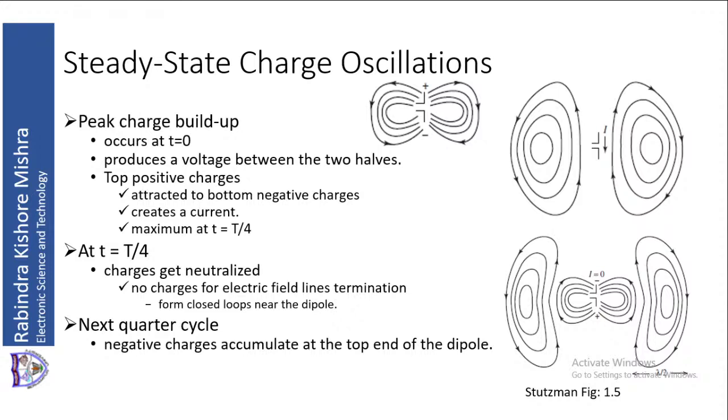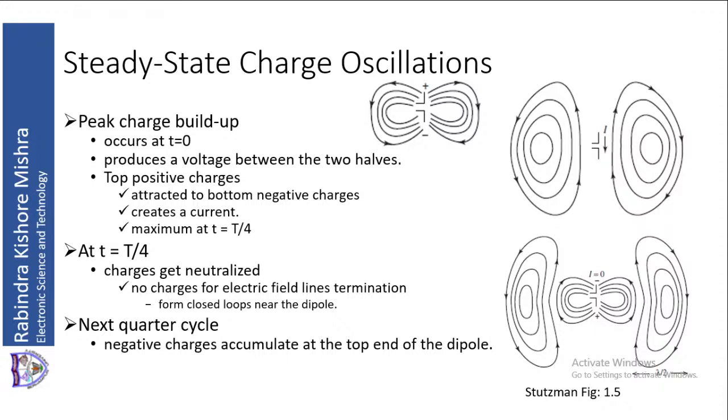We have reached the peak of the charges. Now, when the peak of the charge occurs, it will produce a voltage between the two halves, upper half and lower half. The top positive charges will be attracted towards the bottom negative charges. They will create a current, maximum at t equal to T by 4. Now this is at t equal to 0, the charge buildup.